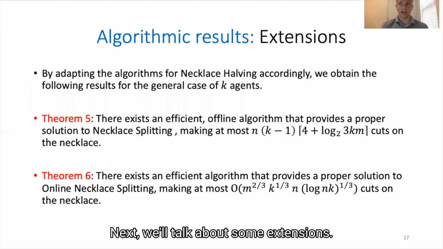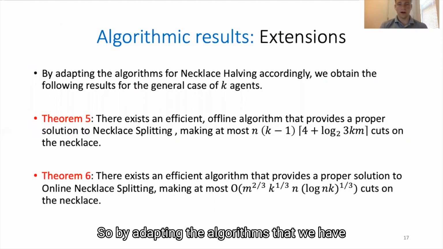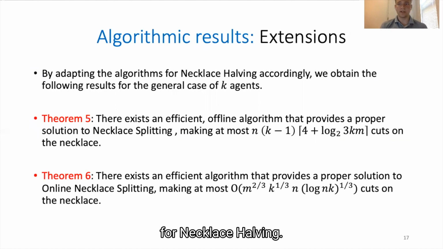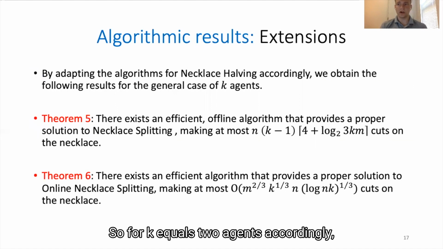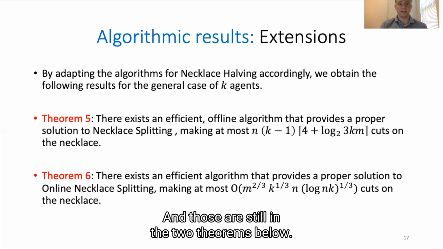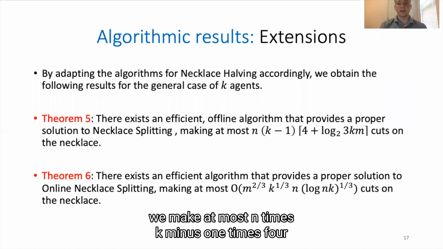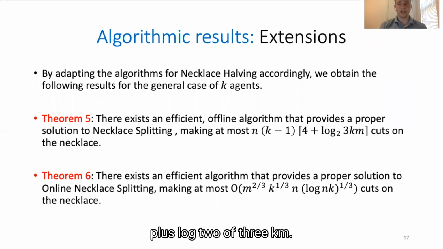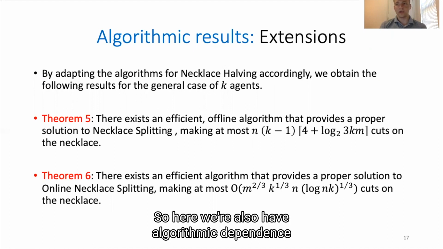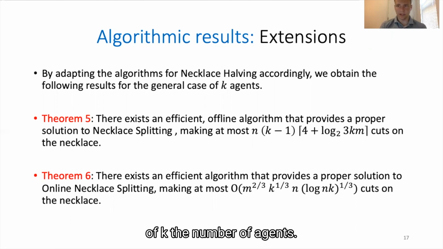Next, we talk about some extensions. By adapting the algorithms that we have for necklace halving, so for k equals 2 agents, accordingly, we actually obtain general results for the case of k agents. And those are stated in the two theorems below. In theorem 5, for the offline necklace splitting, we make at most n times k minus 1 times 4 plus log 2 of 3km cuts. So here we have a logarithmic dependence on m, but now we also have a logarithmic dependence on k, the number of agents.